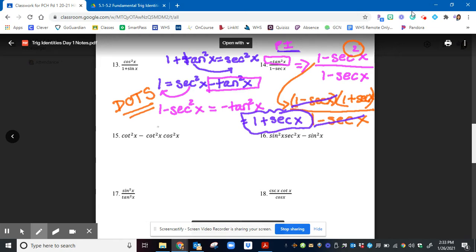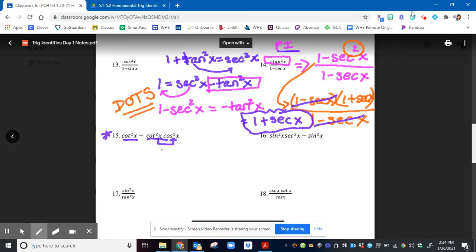All right, so next one we're going to move on to is number 15. All right, for number 15, what I want you to recognize is that we have a cotangent squared x in the first term. And in the second term, we also have a cotangent squared x. Okay, now I have a lot of students that say, oh, I could just cancel those out and I'm left with cosine squared. Okay, but that is not true. Okay, cotangent squared x is attached to cosine squared. Okay, they're buddies, they're attached at the hip.